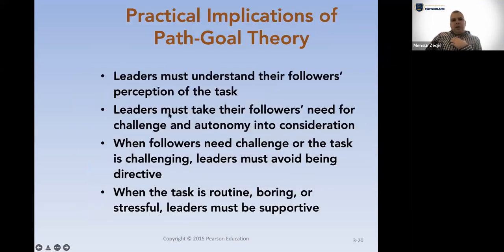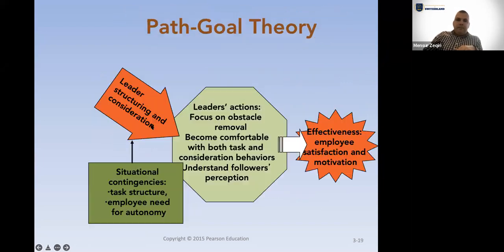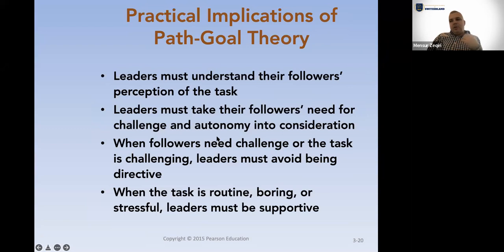So as you can see here, we have some of the practical implications of the path goal theory, and that's that leaders must understand their followers' perception of the task. On the other side, leaders must take their followers' needs for challenge and autonomy into consideration. This is what the previous framework shows: the leader structuring and consideration, and employee need for autonomy, because all that leads to having much more satisfied and motivated employees.